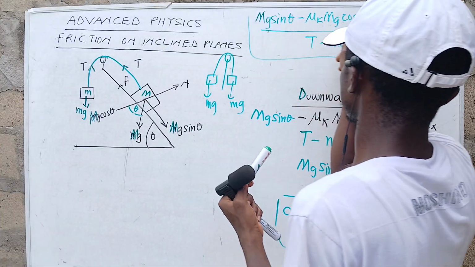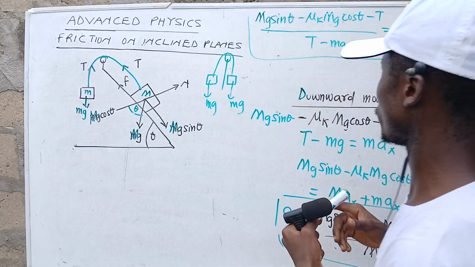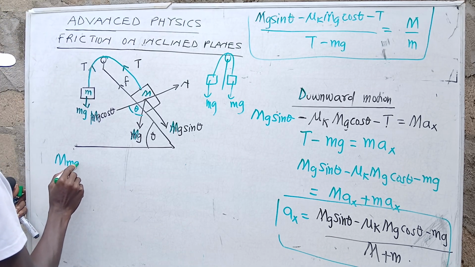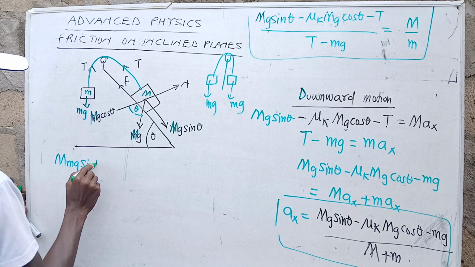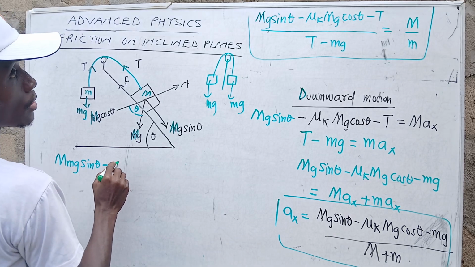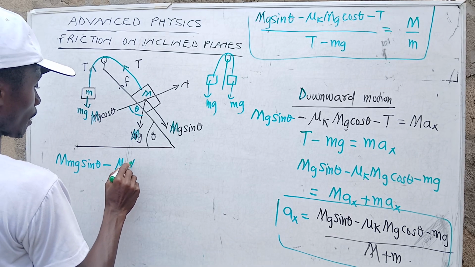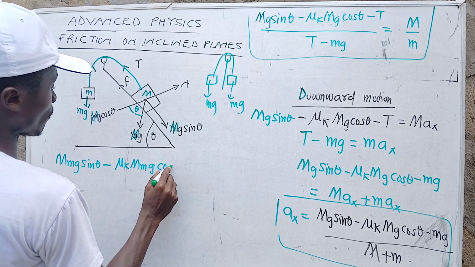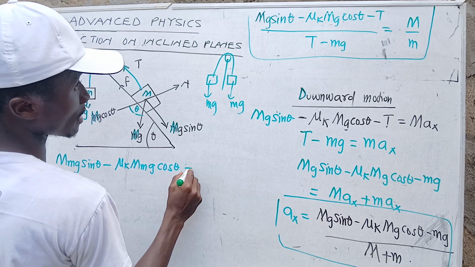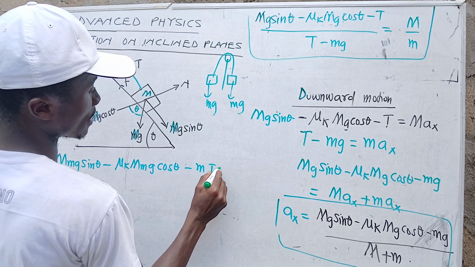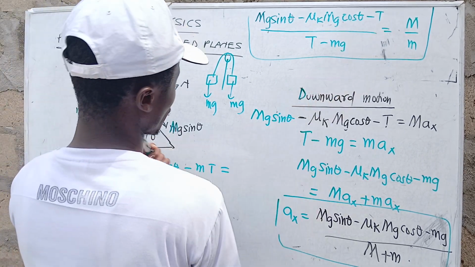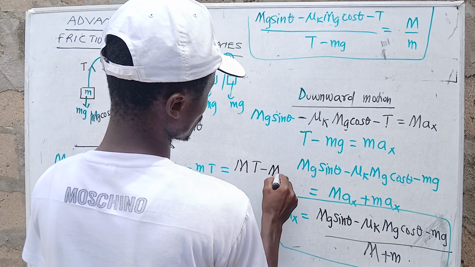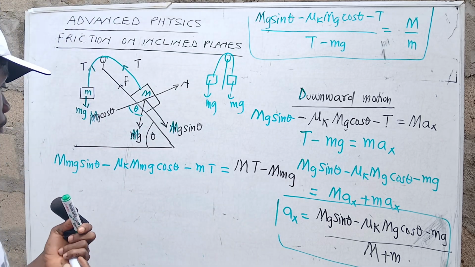I'm very much interested in the tension. So let's complete this equation. If we do that, we have capital M times small m g sine of theta minus mu k capital M times small m times g cosine of theta minus small m T. That will be equal to capital M times T minus capital M small m g.